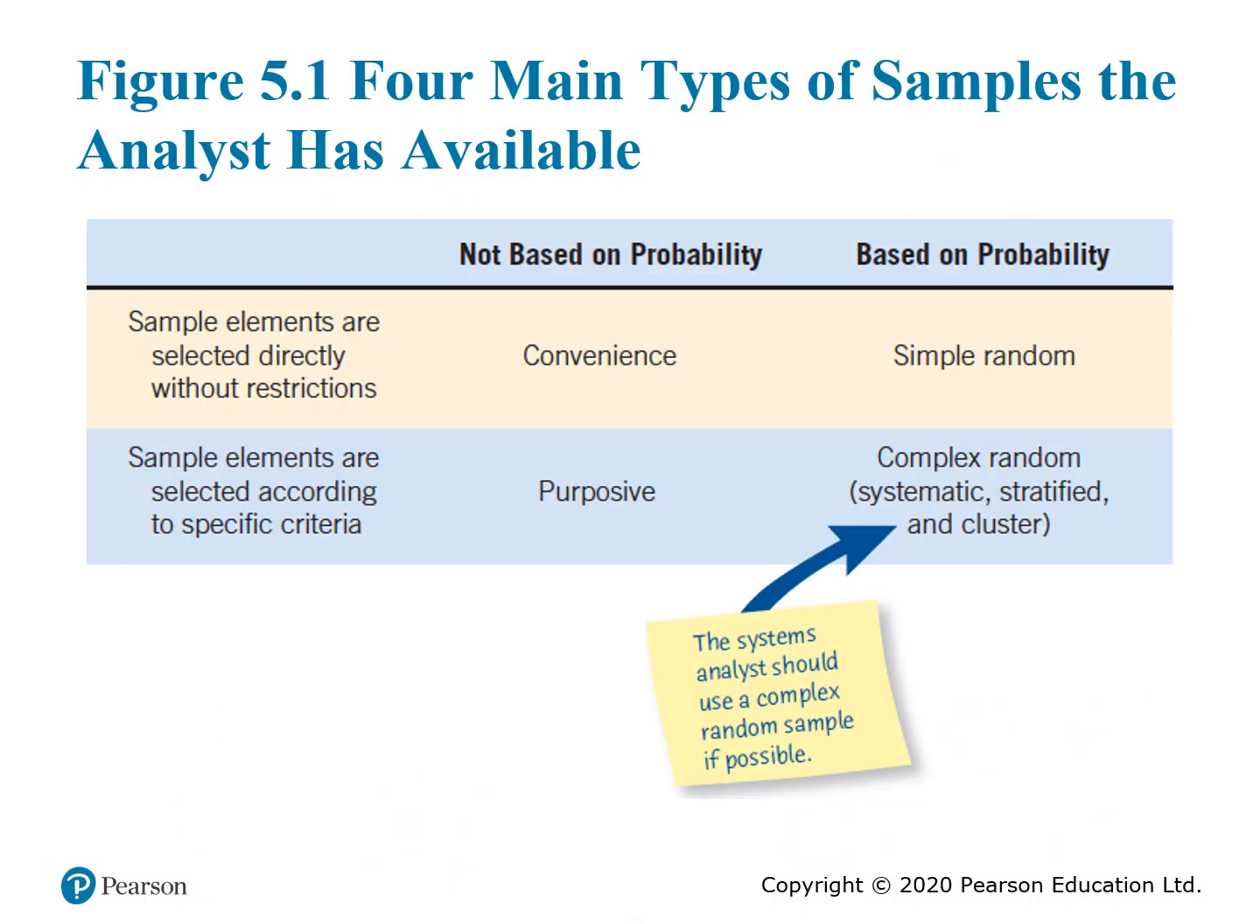Okay, so this figure is comparing the four methods: the convenience and the simple random, based on whether it is based on probability or not, and also based on whether sample elements are selected directly without restriction. So without restriction or criteria is the method of convenience and simple random, whereas sample elements selected according to specific criteria are the purposive or complex random, systematic, stratified, and clustering.